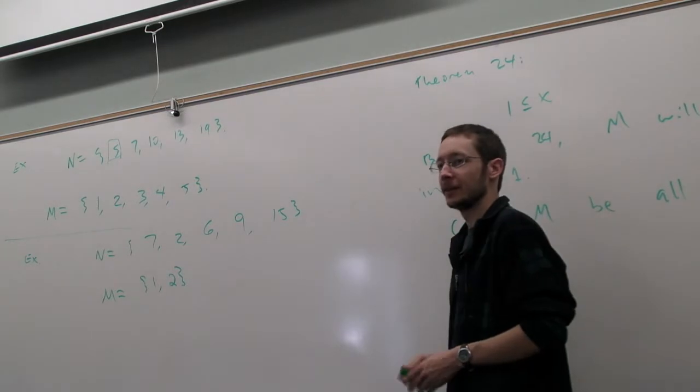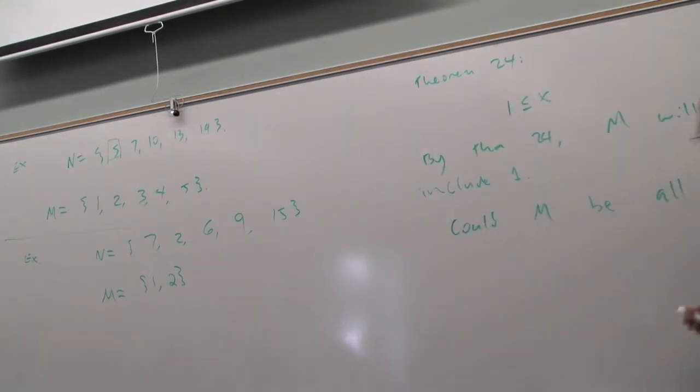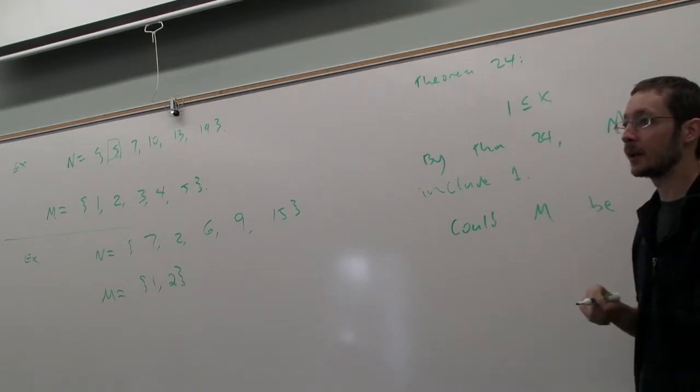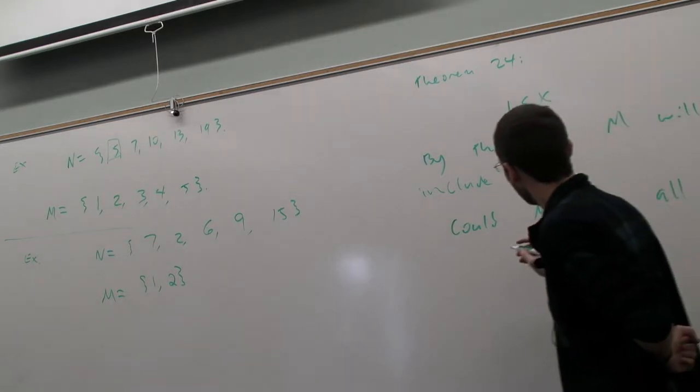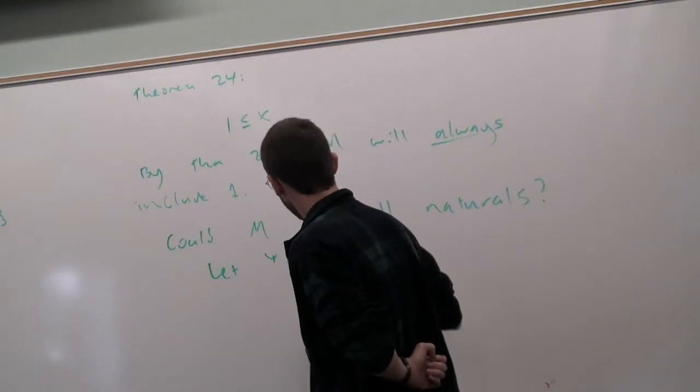So if N has a number in it, this is the argument. And once you see this argument, it's going to make perfect sense. When you're looking at it, it may be kind of fuzzy, but once you see this argument, you'll be like, okay, guaranteed, M cannot be all naturals. Okay, so here we go. Very simple. Let y be in N, not M, N.